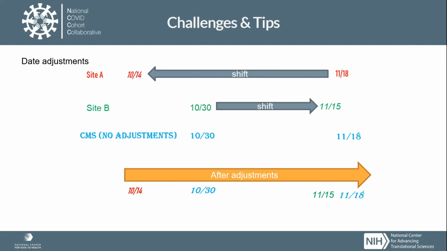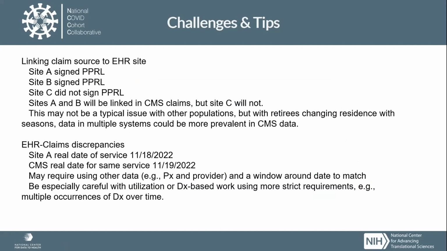And yeah, I'm gonna come back to dates in a second here. On this example, I sort of showed clean claims where the October 30th date matches up perfectly with what's in site A's EHR, and the 11/18 date matched up with what's in site A's EHR. But in reality, that's not the case. We find discrepancies. Let me come back to that in a minute.